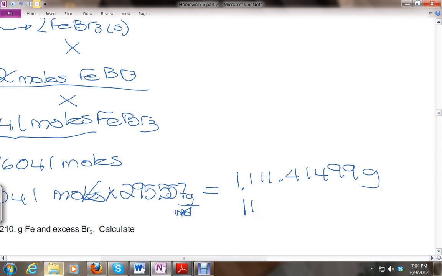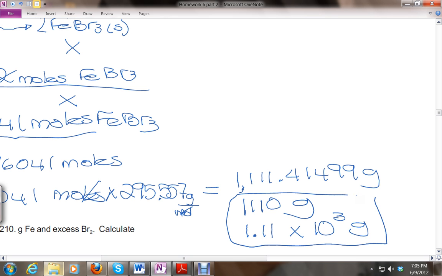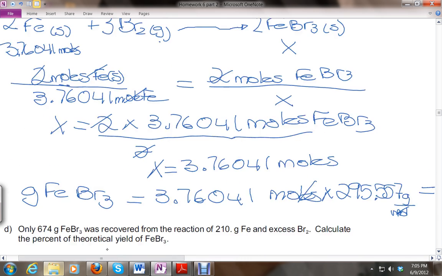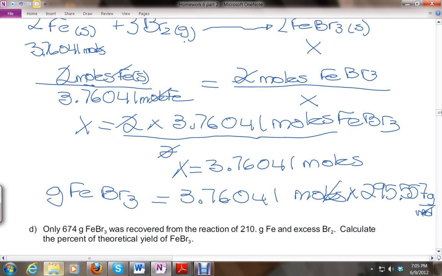So what do you need to do? You need to put it like that with a zero, that would be 3 sig figs. Or you need to put a decimal point in, in scientific notation with 3 sig figs, 1.11 by 10 to the third grams. Any of that is completely valid. Usually scientific notation is the best way to do it.